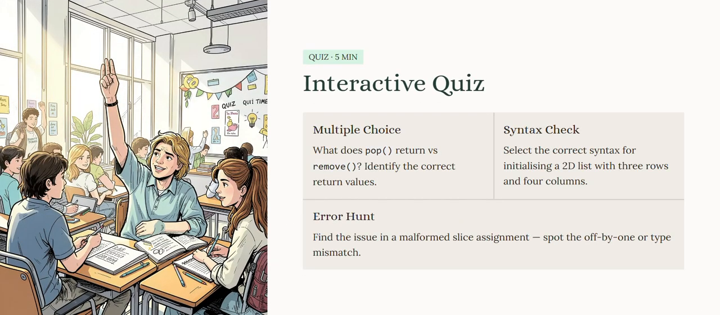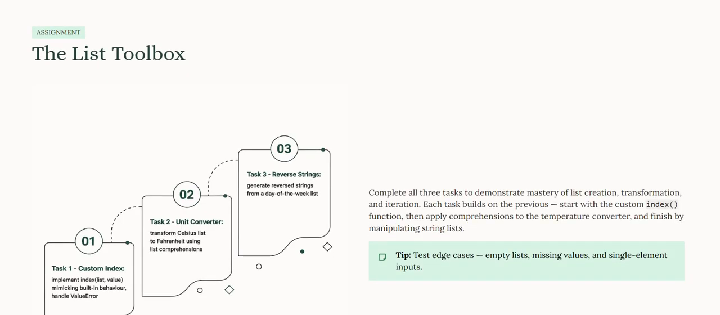Interactive quiz: multiple choice will be asked. What does pop return versus remove? Pop and remove, what is the difference between both of them, like that. Okay, and syntax check: the correct syntax for initializing a 2D list with 3 rows and 4 columns. Error hunt: find the issue in a malformed slice assignment, spot the off-by-one or type mismatch. Okay, so this is what it is going to include.